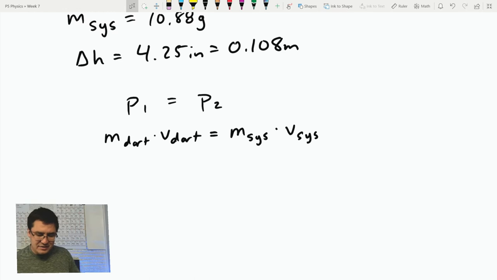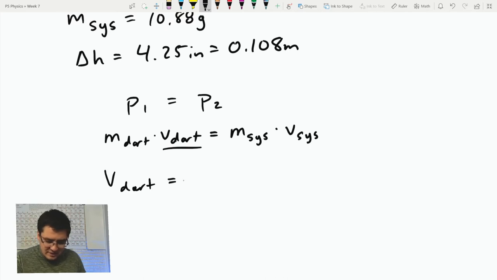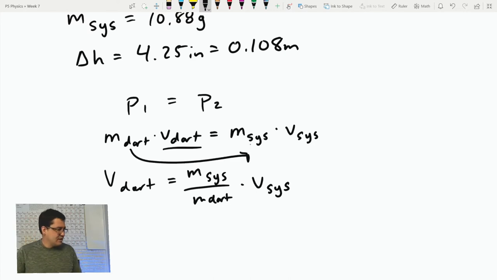What I can solve for, I eventually want to know the velocity of the dart. So the velocity of the dart is the mass of the system divided by the mass of the dart times the velocity of the system. I just move this to the other side. Well, what's the velocity of the system?